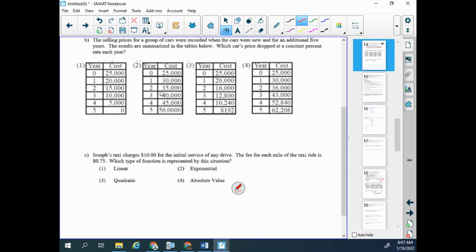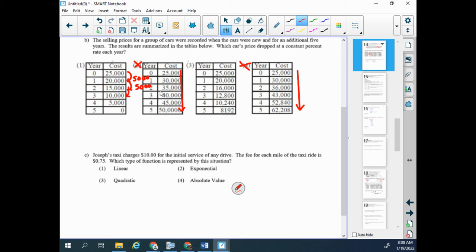I'm going to kind of look for things that are obviously wrong. The first thing that's obviously wrong here is that this car's value goes up, so not decreasing. Looking at the other ones, this car's value also goes up, so it's not decreasing. And then between the other two, number one is going down by $5,000 a year. So that's linear. Now, by process of elimination, I know 3 is the answer.